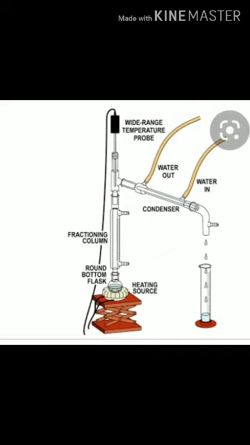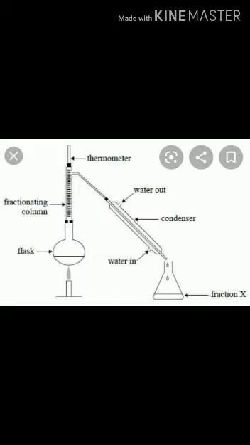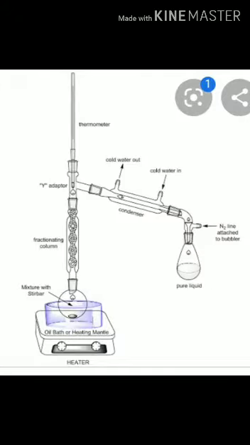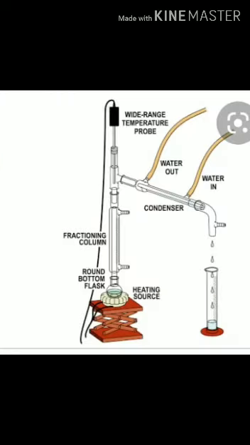Therefore, both liquids boil at different temperatures and get collected separately. This method is used to get petroleum products from crude oil, such as petrol, kerosene, diesel, gasoline, petroleum gas and tar. These are examples that we can separate properly through fractional distillation.